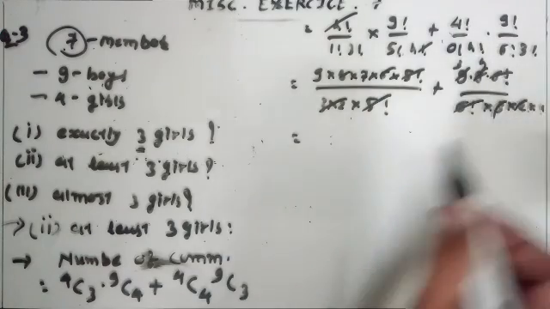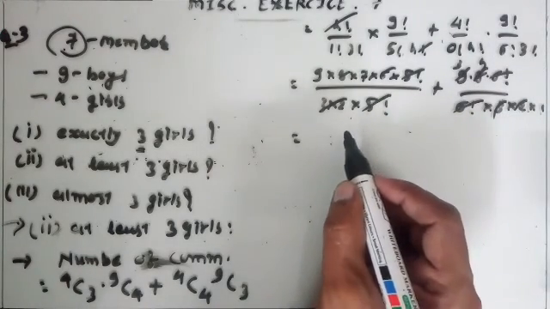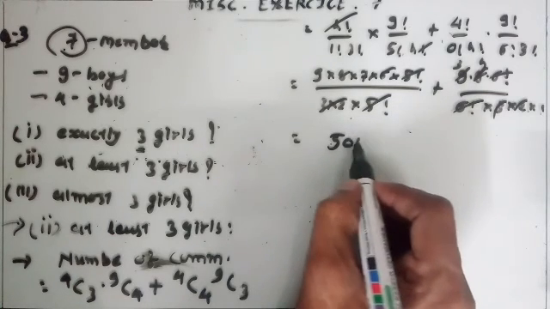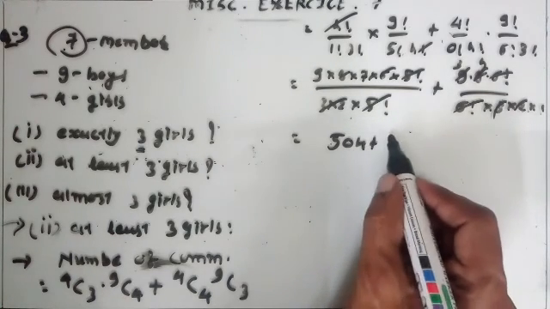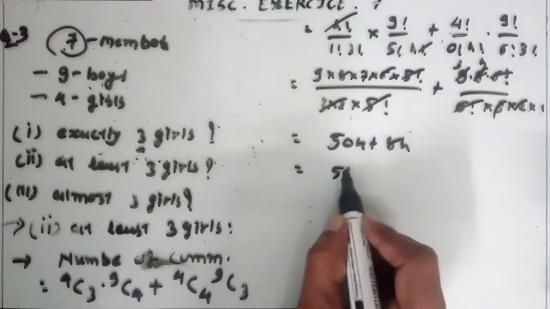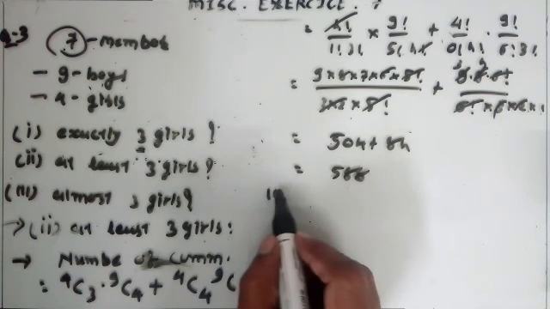And using the calculator, we find this number becomes 504 plus 84, which is equal to 588. Clear?